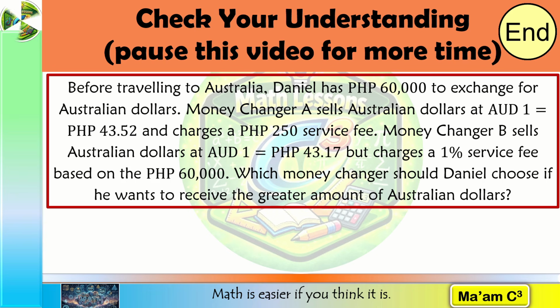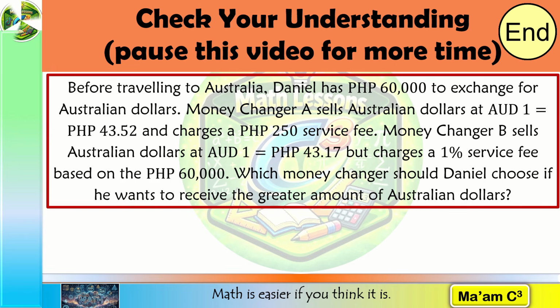Let us answer. Before traveling to Australia, Daniel has 60,000 pesos to exchange for Australian dollars. Money changer A sells Australian dollars at 1 AUD equals PHP 43.52 and charges 250 pesos service charge. Money changer B sells Australian dollars at 1 AUD equals 43.17 PHP but charges a 1% service fee based on the 60,000 pesos. Which money changer should Daniel choose if he wants to receive the greater amount of Australian dollars?